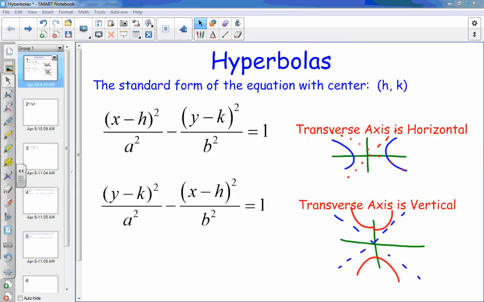Okay? What changes, though, the x minus h squared, whenever it's horizontal, it's first, but whenever it's vertical, it goes second. Do we understand that? A and B remain the same. I repeat, A and B remain the same. Y'all okay? If you look at your equations from yesterday with the ellipses, what is the difference between the ellipse equation and the hyperbola equation?